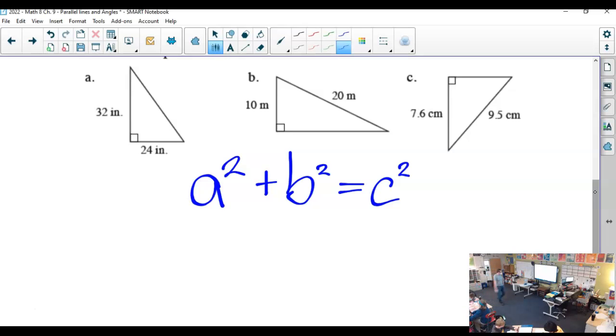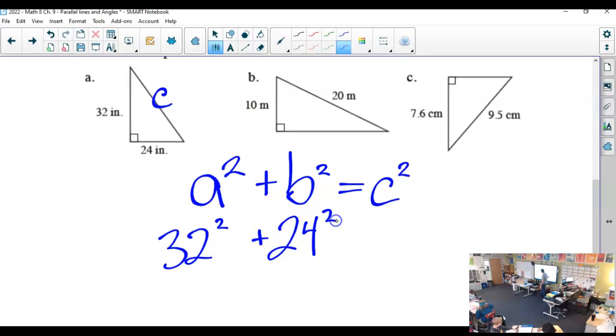So if we're looking at doing part A, it doesn't matter which is A and which is B. It really does not. The only thing that matters is which one is C, the hypotenuse. So remember, C, just C, is the hypotenuse. When we do the Pythagorean theorem, what we're finding is C squared. So, Nolan, help me out since you just said these numbers. 32 squared plus 24 squared. So what's 32 squared? 1024.